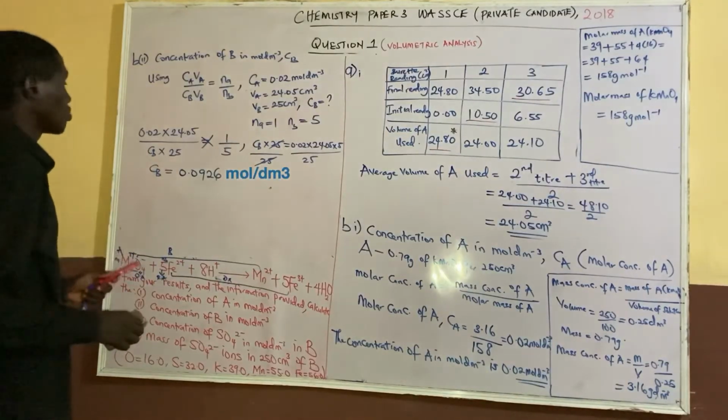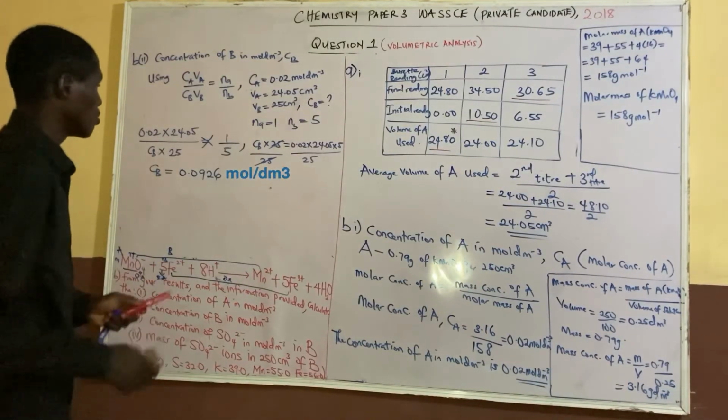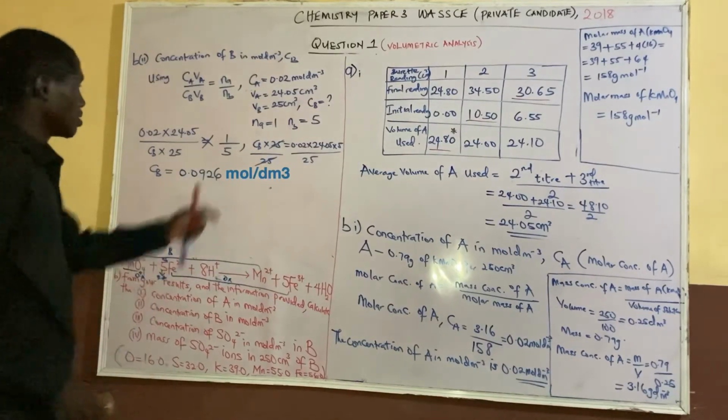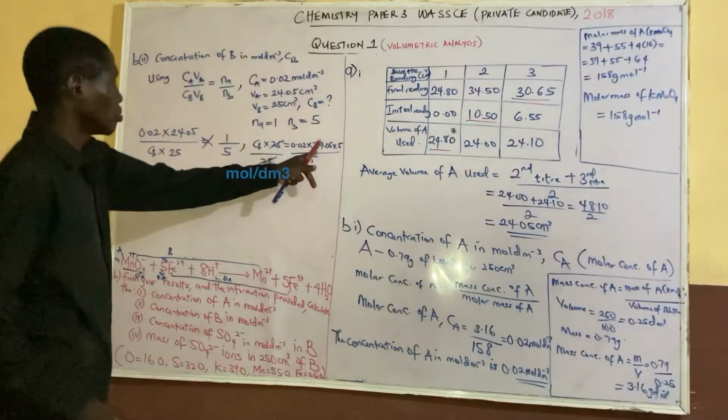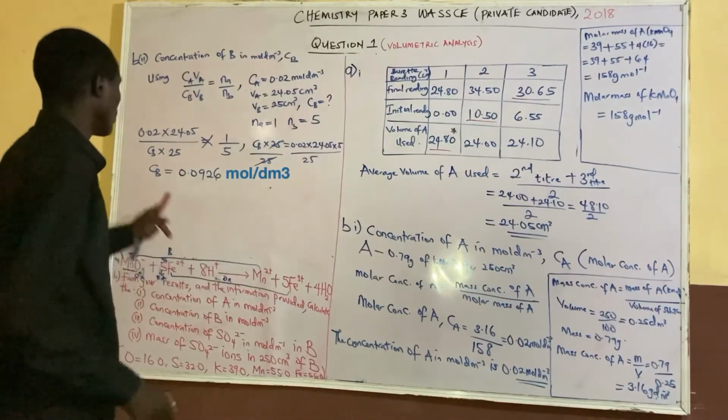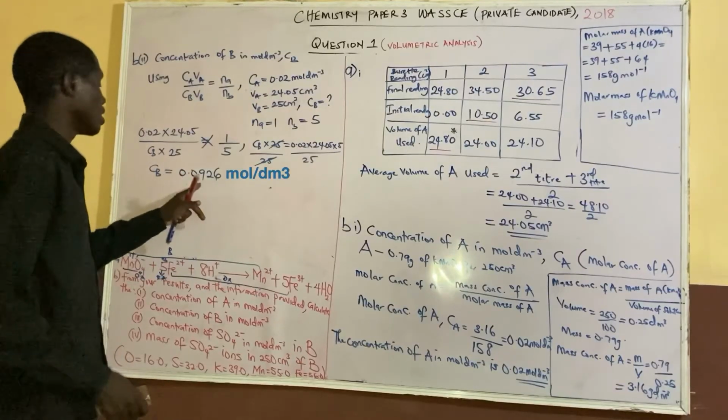Now let's move to the next question. So CB is 0.0926. Now CB is equal to 0.02 times 24.05 times 5 over 25. CB is equal to 0.0926.